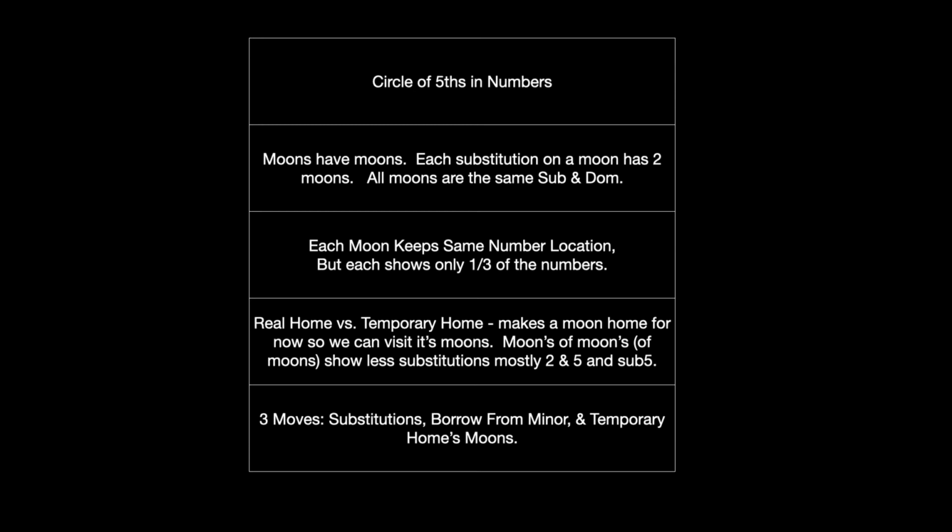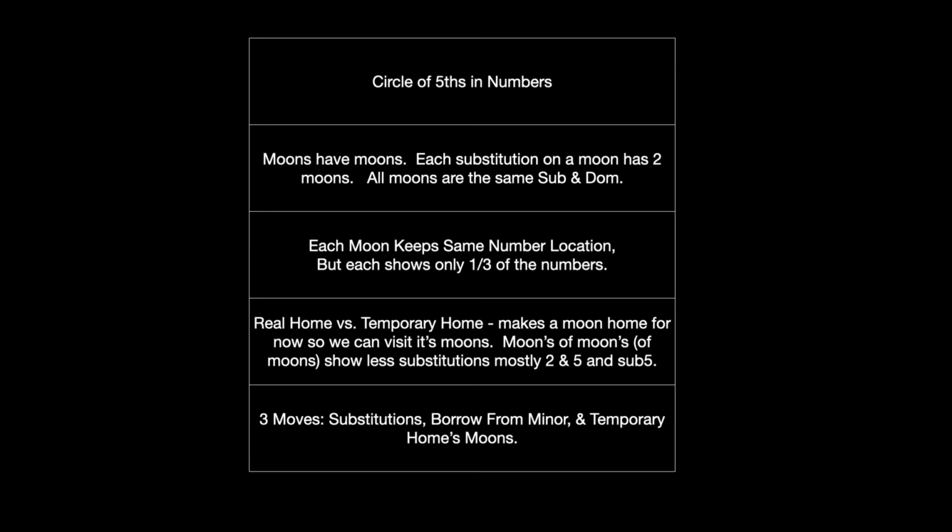So each moon keeps the same number location. So wherever 5 is on the circle of fifths, if there's a 5 in that moon, it'll be in the same place, according to the clock, at basically 1 o'clock. And 2 will sort of be at 2 o'clock. And so you can always find that order to help you know exactly how to read the map.